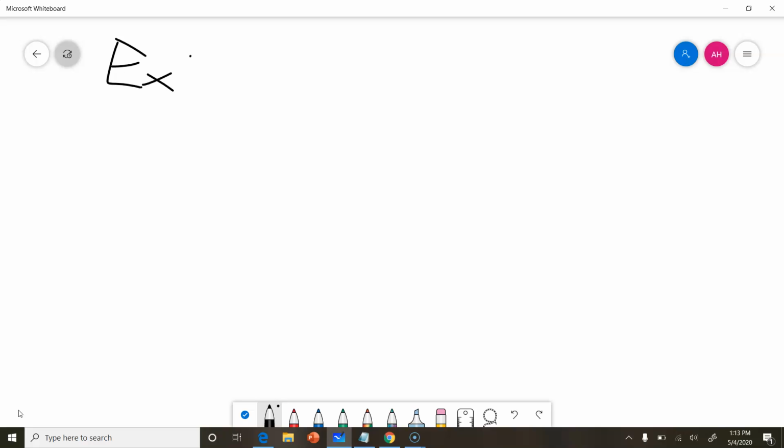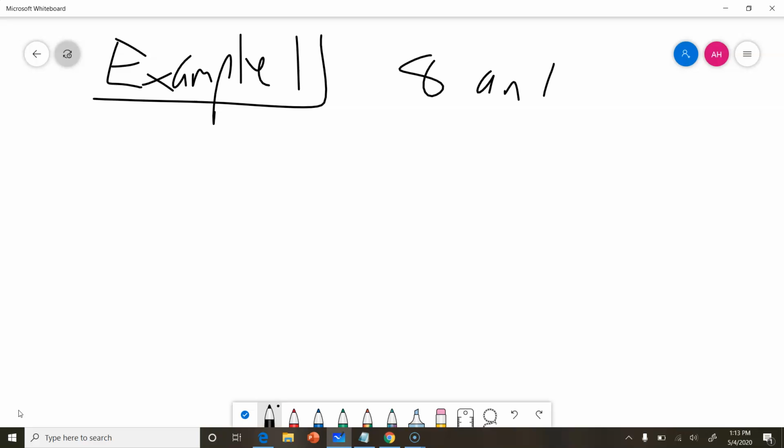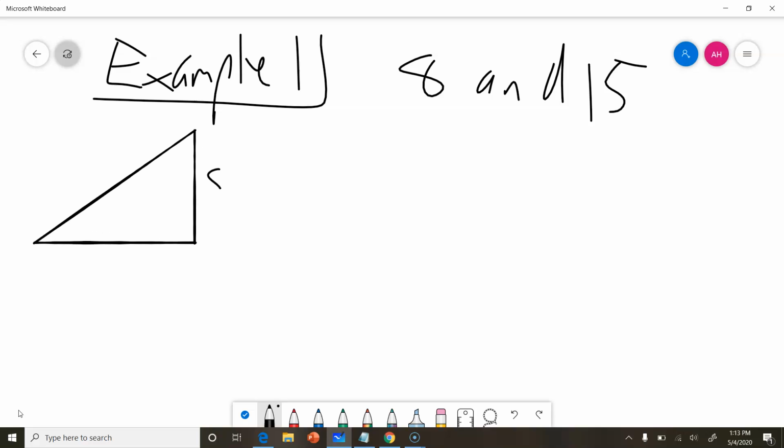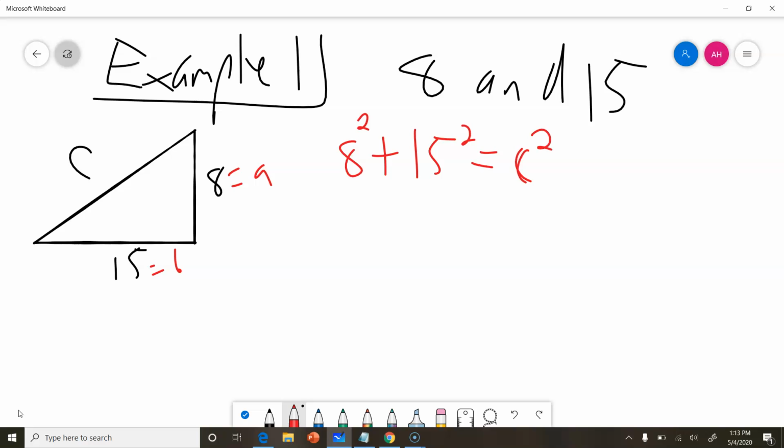So let's look at example 1. They give us example 1 on that page, and it says the legs are 8 and 15. So when we have our triangle here, this one is 8, this one is 15, and that one is C, and we don't know what C is. We do have our formula though. Doesn't matter which one, 15 or 8 can be A and B. So we have 8 squared plus 15 squared equals C squared. C is our variable. Very important.